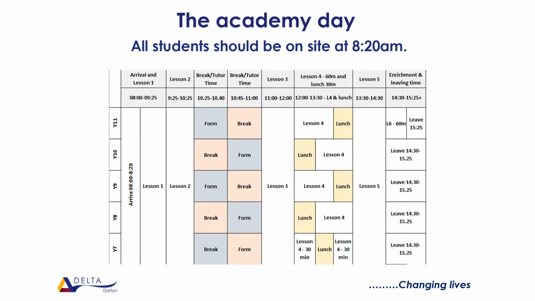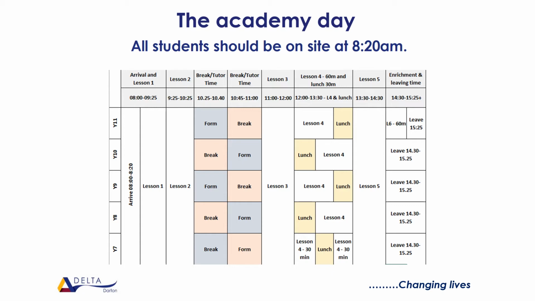The Year 7 day begins at 8:20, where all students should be on site. They will then make their way to lesson 1. They will have a second lesson, and then at 10:25 they will then have their break. The students will then move their way to form, and they will meet with their form tutors between 10:45 and 11 o'clock.